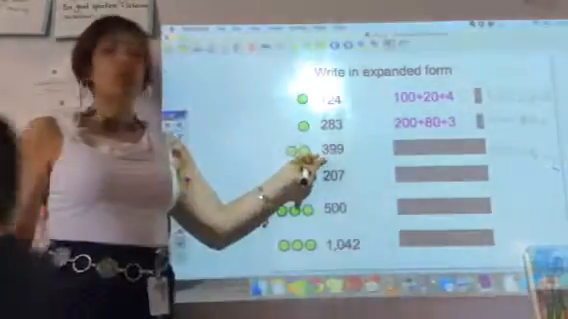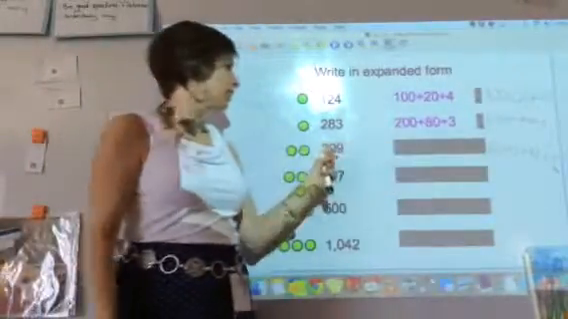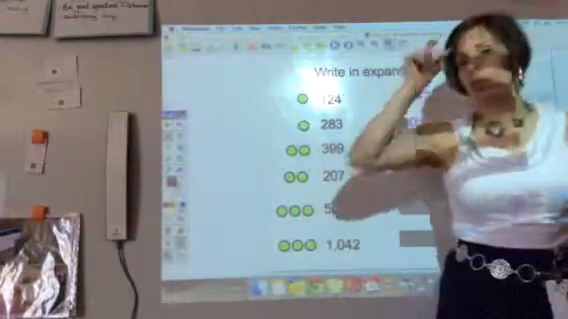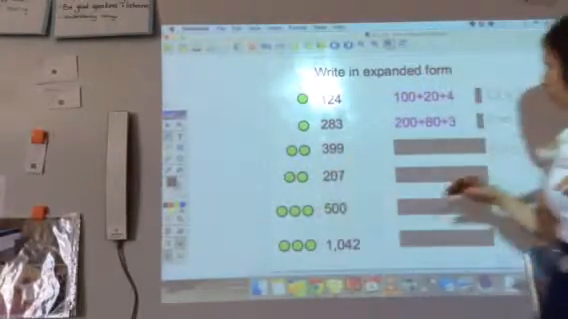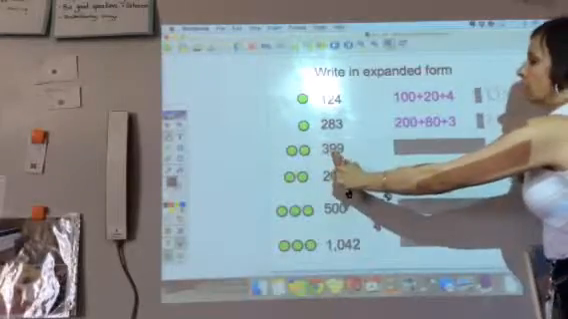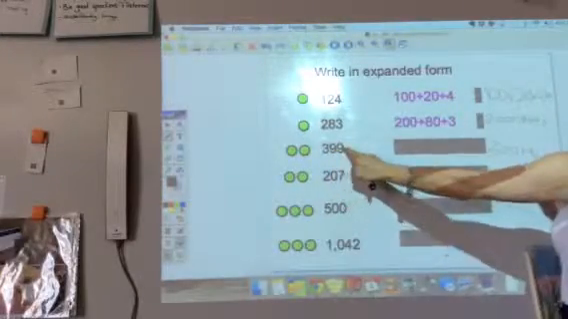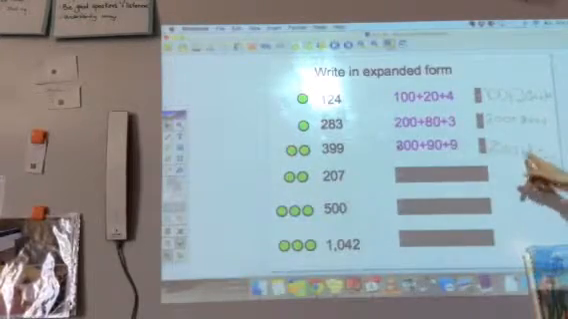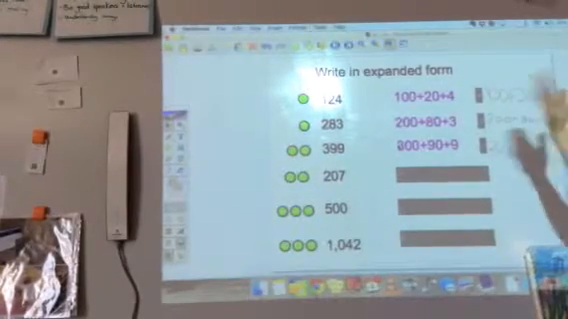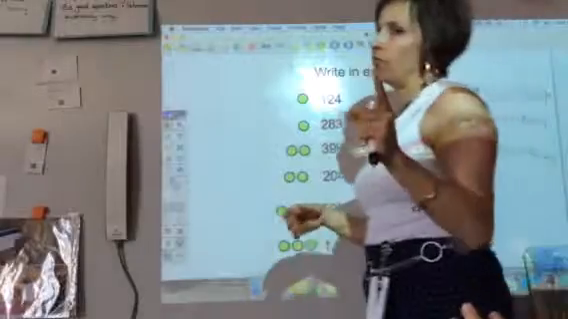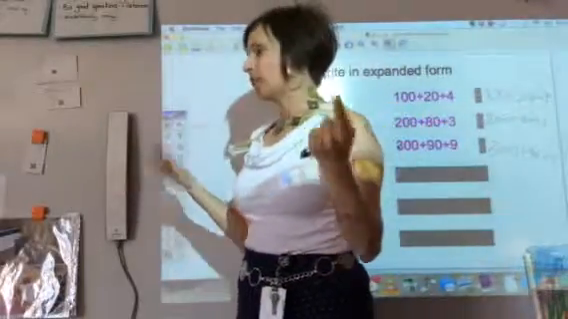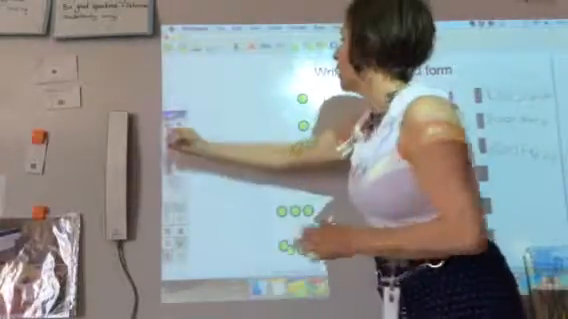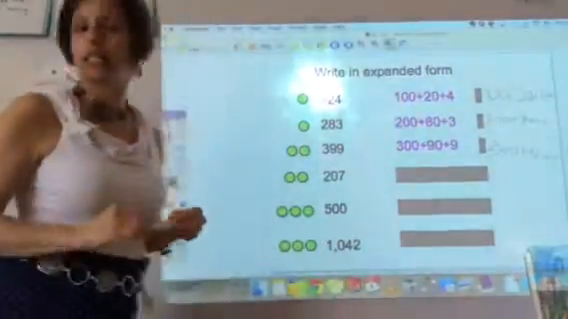Okay, so we have 300, yep, plus the 90 place value, plus the 9 place value. Really, all that expanded form is talking about place value. So here's the hundreds place, here's the tens place, here's the ones place. Let's see if he's right. 300 plus 90 plus 9. 300 plus 99 would not be expanded form, right? We have to make sure we expand every place value. Okay? Okay, next one.